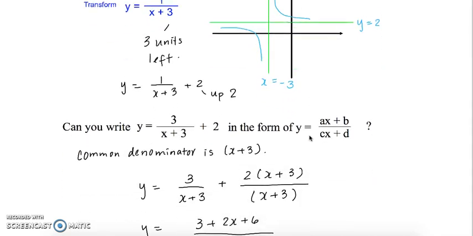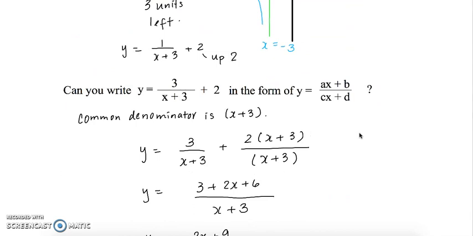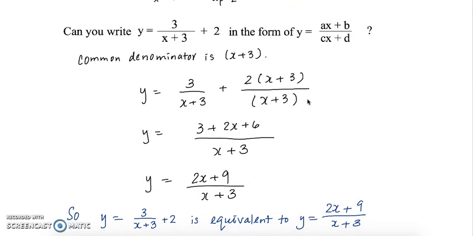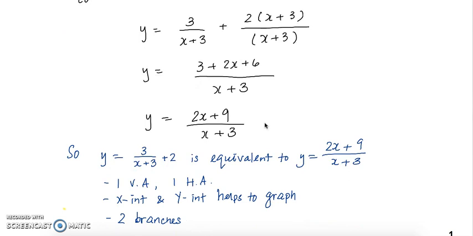So let's take this one step further. How can we write, or is it possible to write y = 3/(x + 3) + 2 in the form of y = (ax + b)/(cx + d)? Well, the answer is yes, because the plus 2 at the end of the original function has a denominator of 1. So if I give it the same denominator as the first term, x + 3, I will multiply 2 by (x + 3)/(x + 3), which allows me to simplify the numerator and rewrite my function as y = (2x + 9)/(x + 3).